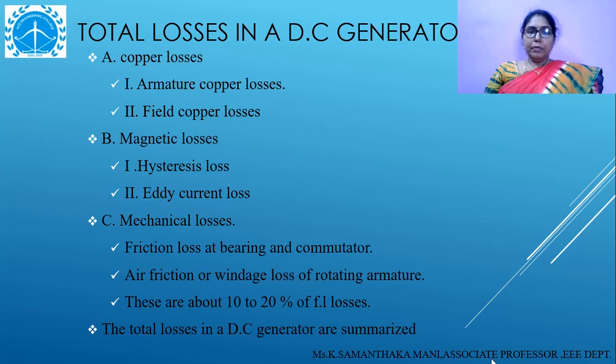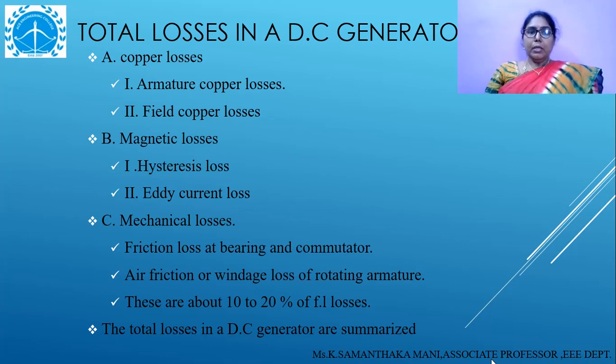Now, we would like to know the importance of losses that may exist in different parts of the DC generator. And they are classified into three mainly: one is copper losses, magnetic losses, and mechanical losses.